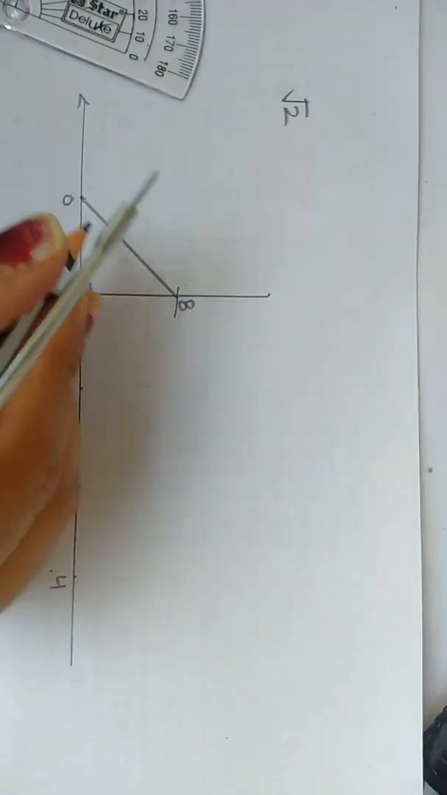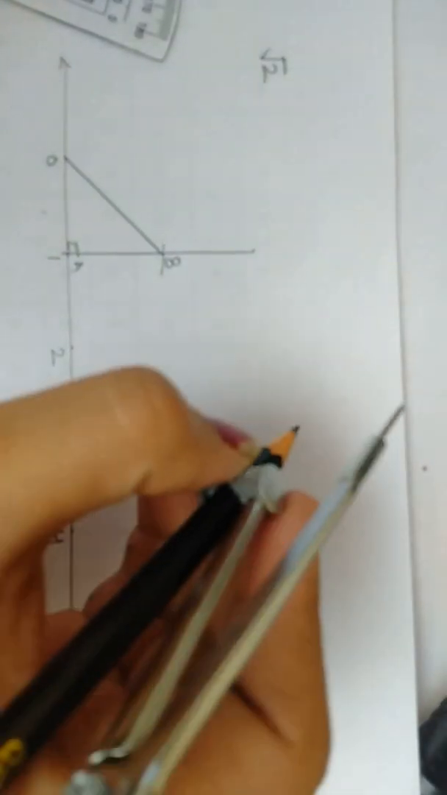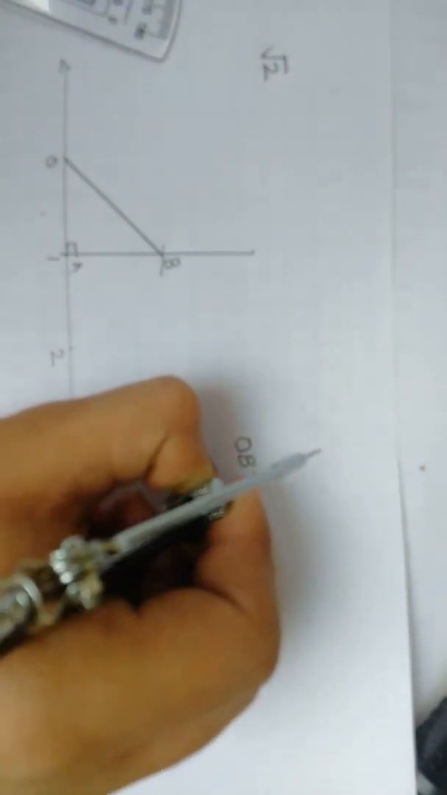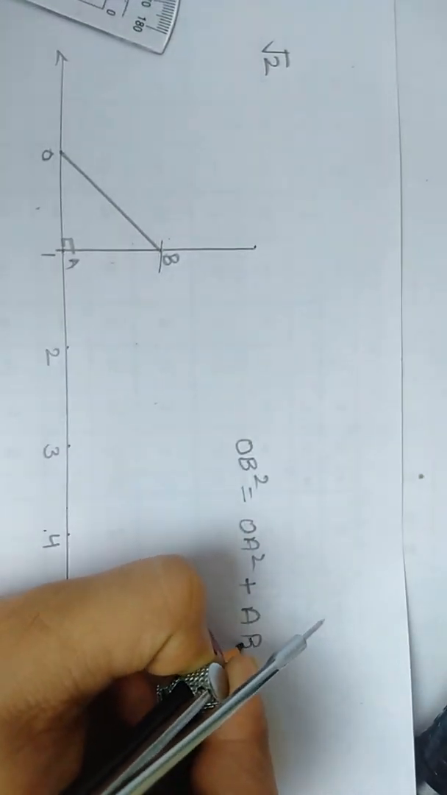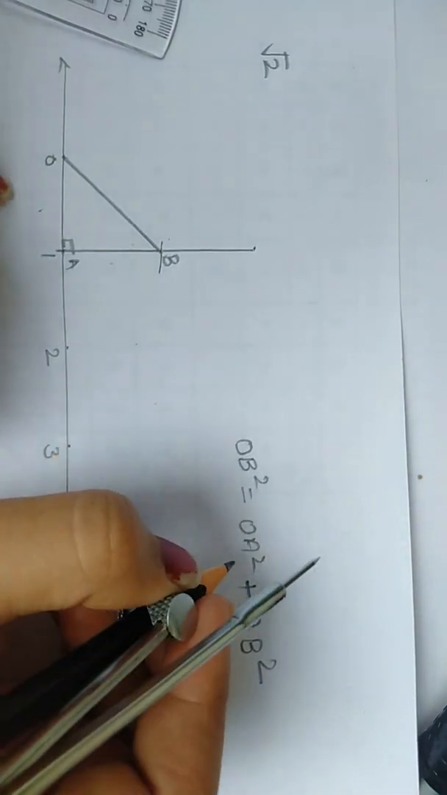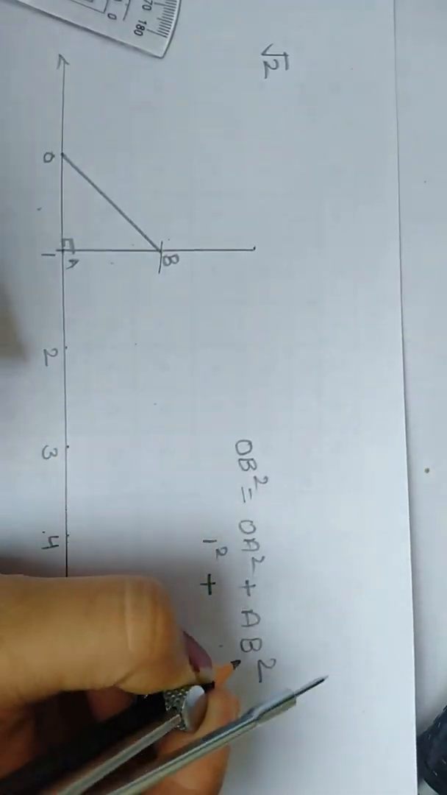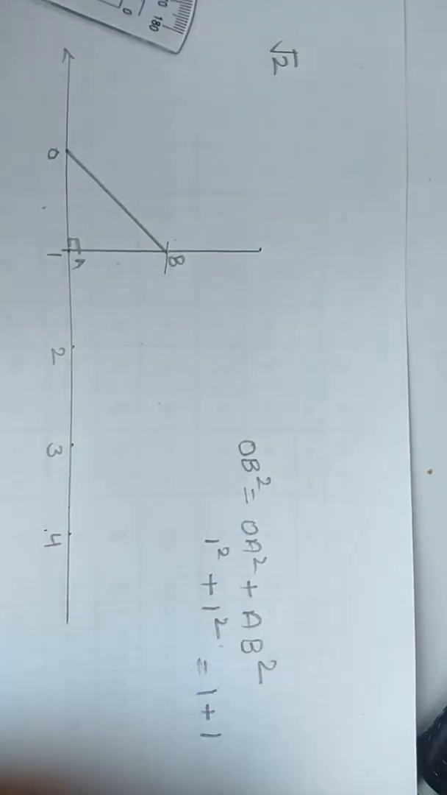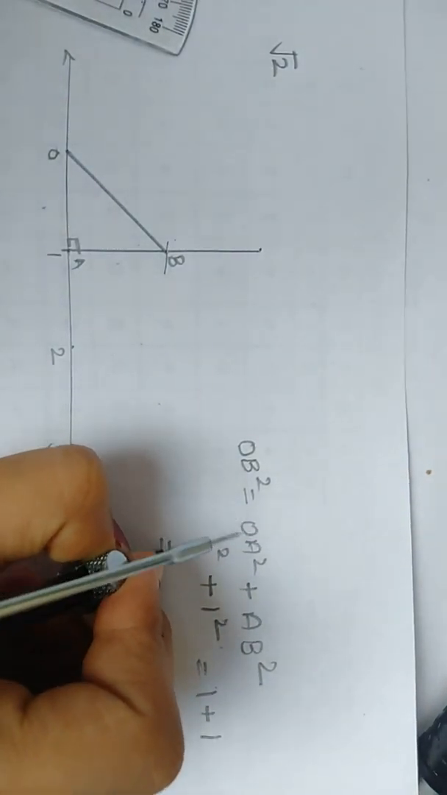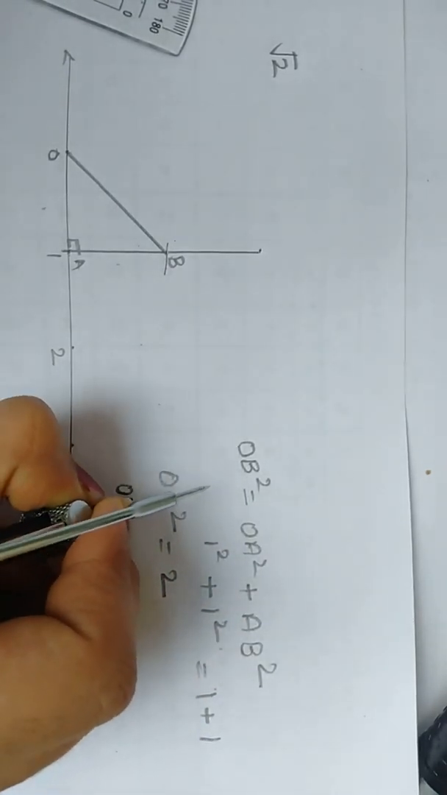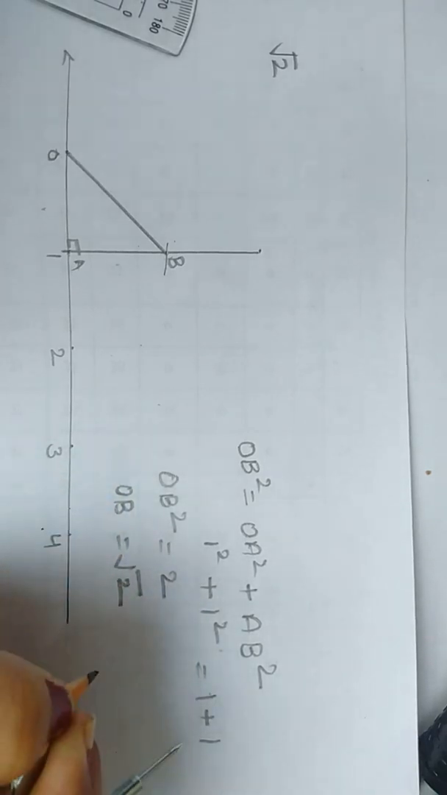Now we have to find the value of OB. We can find the value of OB by using the Pythagoras theorem, that is OB square equals OA square plus AB square. We have the value of OA and AB. OA is 1, AB is 1 also. This is 1 plus 1, so this is 2. So OB square is equal to 2 and we have the value of OB, that is under root 2.